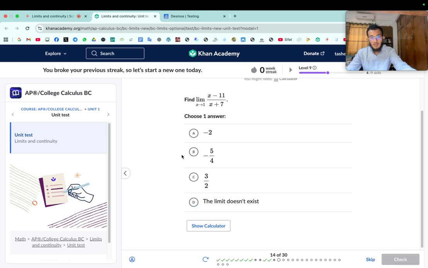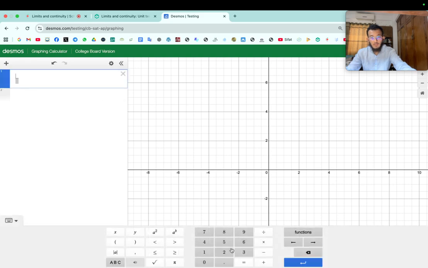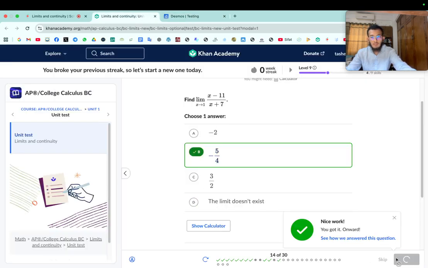Okay, limit as x tends to 1. So just plug in 1 here. So x minus 11, 1 minus 11, and 1 plus 7 is negative 5 by 4. So negative 5 by 4.